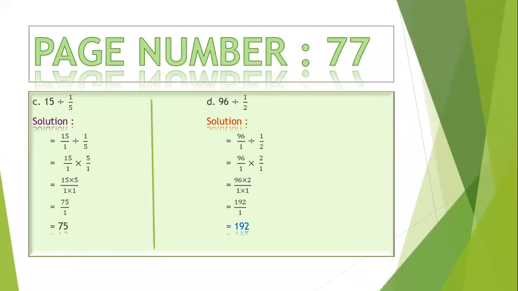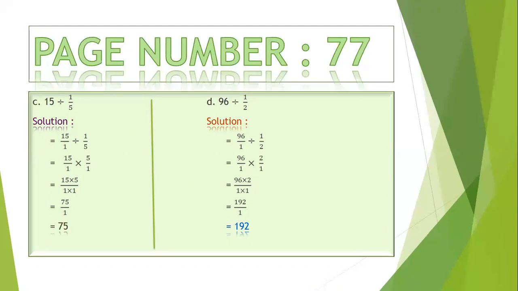1000 over 1 and 1000 is our required answer. Part C is 15 divided by 1 by 5. Same, what will we do? We take the fraction of 15 which is 15 over 1. We convert the division sign into multiplication and definitely we will take the reciprocal of 1 over 5 which is 5 over 1. Now we have two fractions 15 over 1 multiply 5 over 1. 15 multiply with 5 is 75 and 1 and 1 multiply we get 1. 75 over 1 and 75 is our required answer.